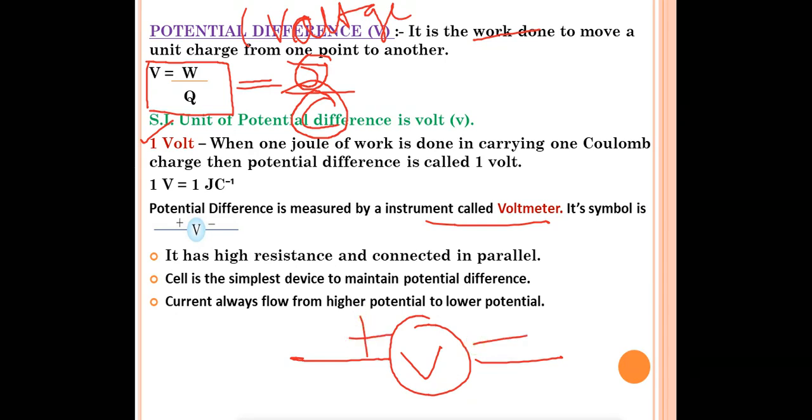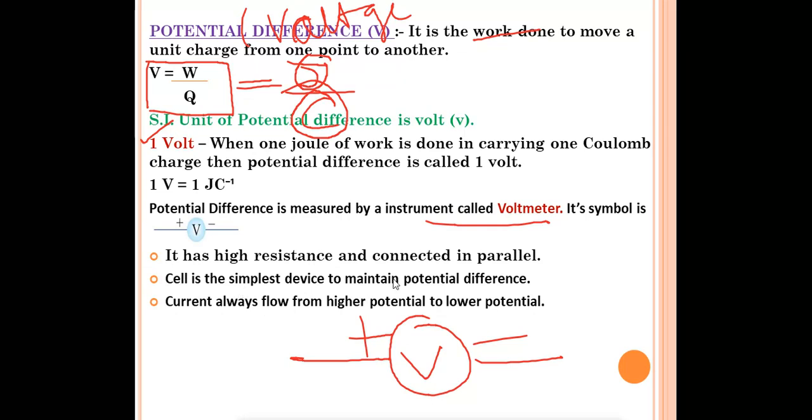negative charge. And voltmeter is always connected in parallel with the circuit, not in series. Ammeter is always connected in series in a circuit, but voltmeter will always be connected in parallel. This sentence you should remember: it has high resistance and is connected in parallel. So what is the difference between voltmeter and ammeter? An ammeter has low resistance and is connected in series, but a voltmeter has high resistance and will be connected in parallel. An ammeter is used for measuring the current, a voltmeter is used for measuring the potential difference. 2 points you can write like that.